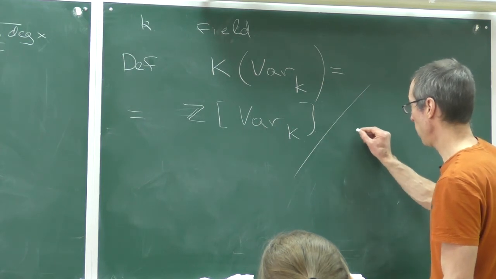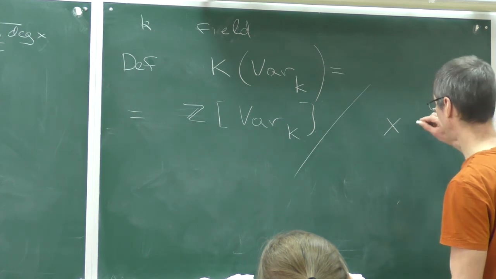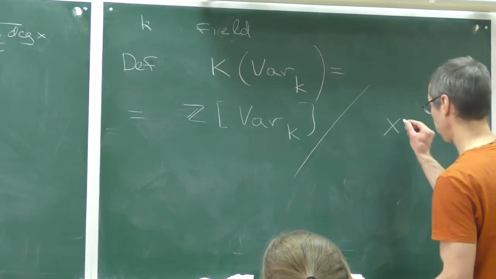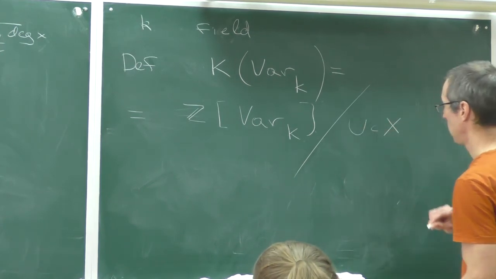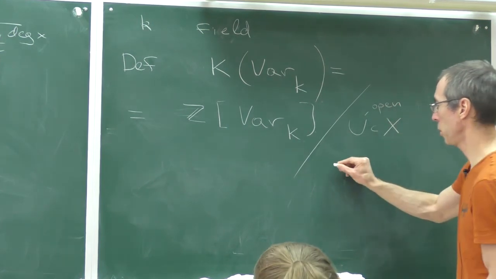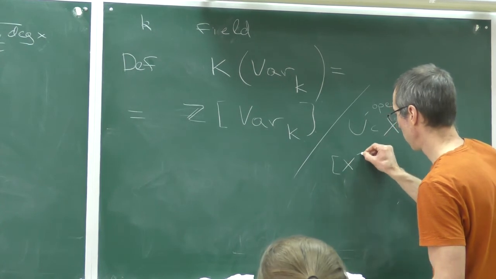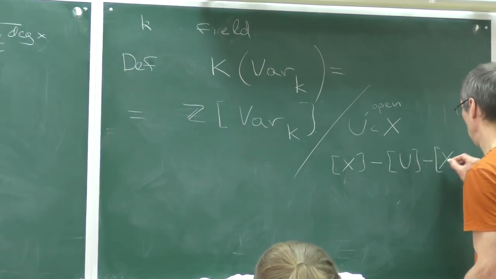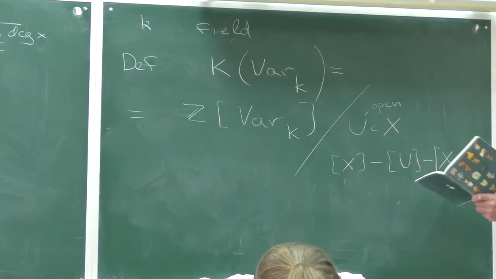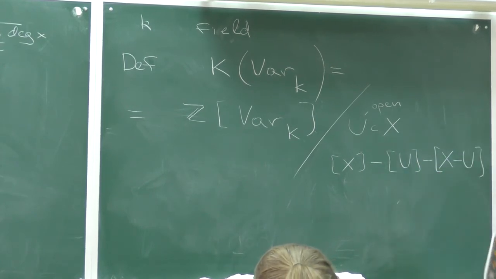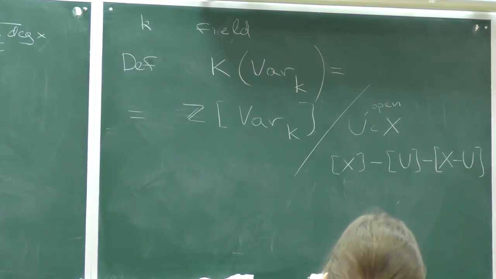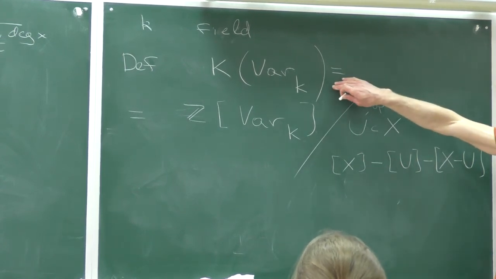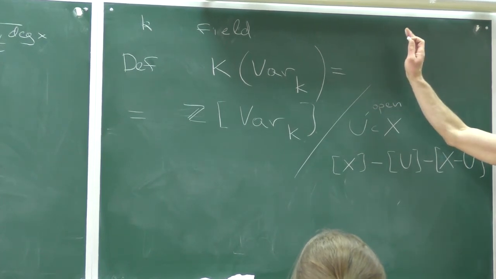So if I have any variety X, where variety means just a reduced scheme of finite type over a field, and I have an open subset U, then the relation that I want is that the class of X is equal to the class of U plus the class of the complement. So it's kind of additive, I force additivity. So this is an enormous group, but a homomorphism from this group to another group can be described quite well.